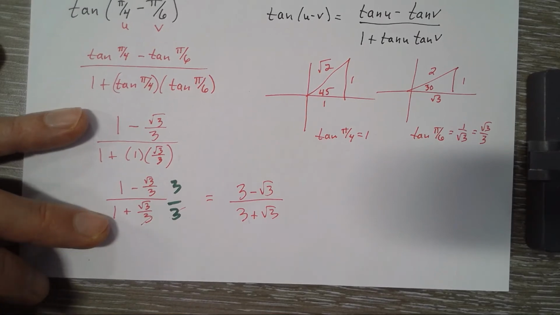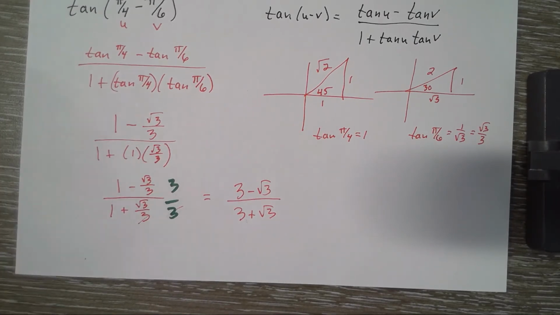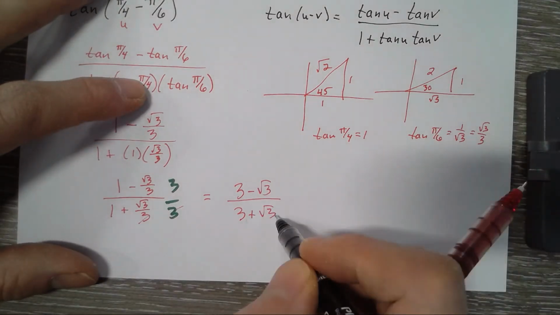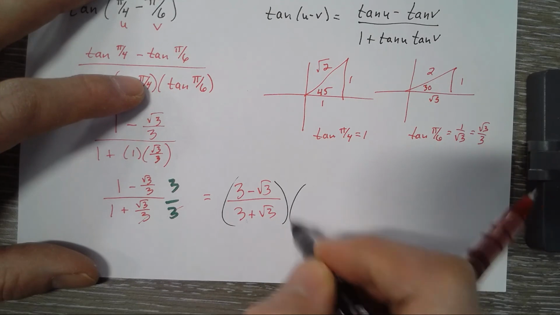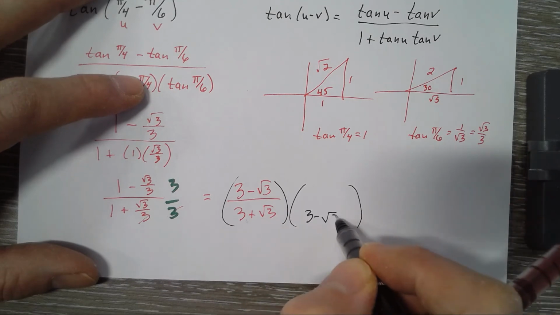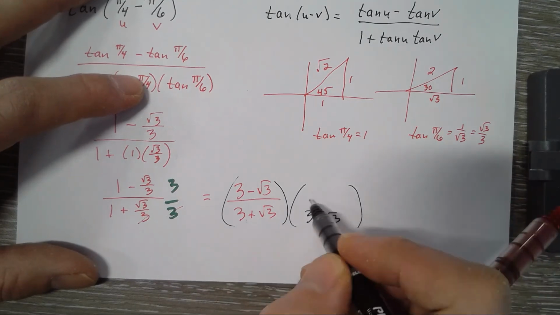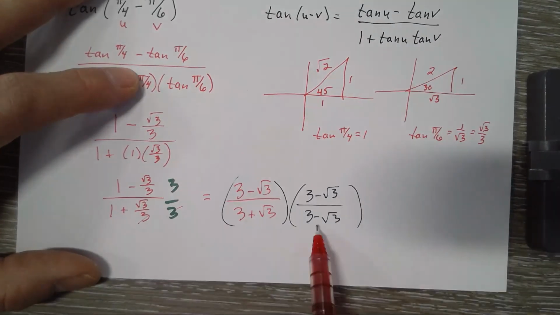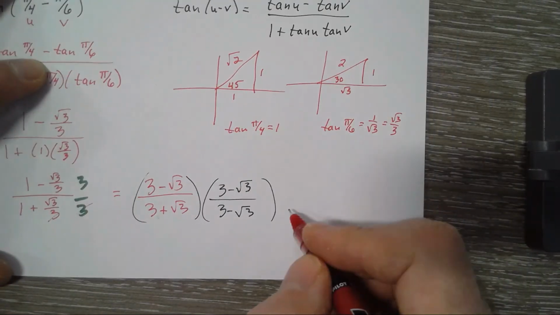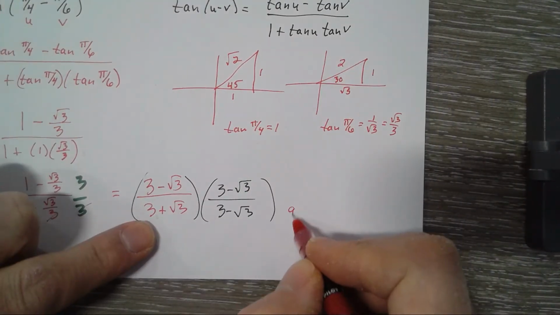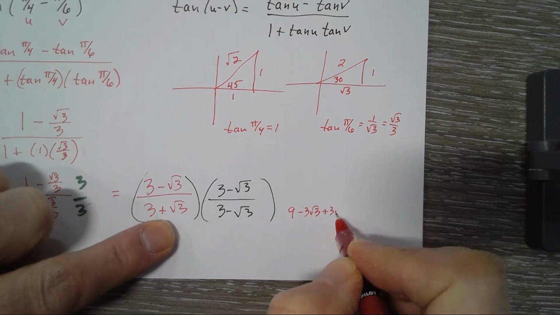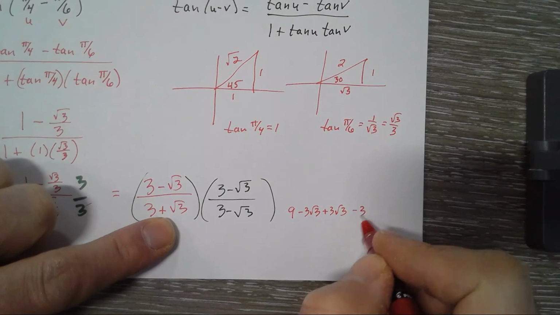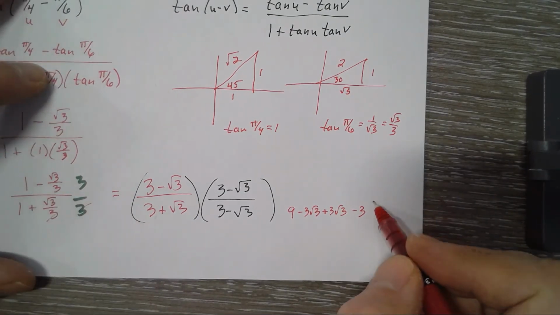Okay, but we still have, I was kind of hoping not to have a square root in the bottom, but we do, so we're going to have to get rid of that square root on the bottom. So we're going to have to multiply by the conjugate, top and bottom. So the opposite here is minus, so 3 minus the square root of 3 over 3 minus the square root of 3. Foil that out. On the bottom, I get 9 minus 3 square root of 3 plus 3 square root of 3, and then square root of 3 times square root of 3 is 3, so it's minus 3. So really we end up with 6 on the bottom.